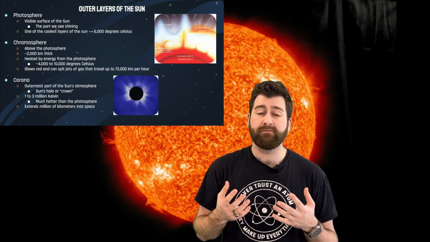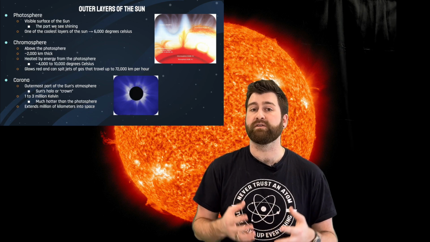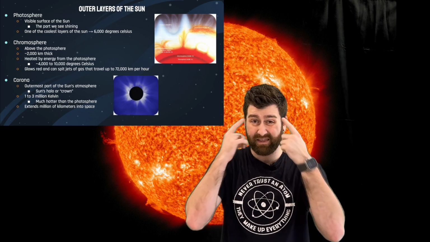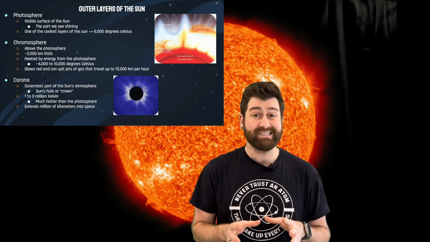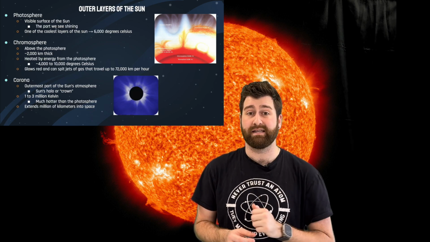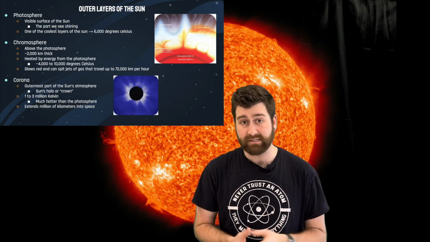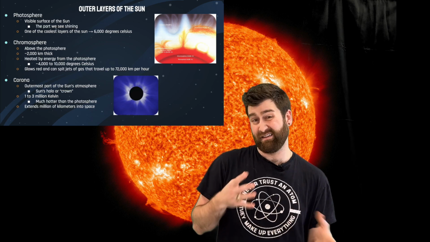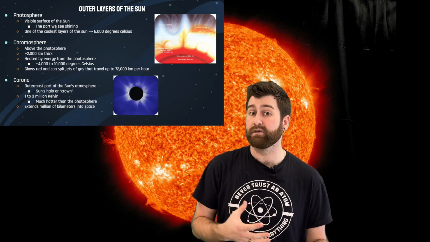So first up, we have the photosphere, which is the visible surface of the sun, aka the part that we see. Surprisingly, it's actually one of the coolest layers. It's only 6,000 degrees Celsius, which is a lot for here, but a lot less compared to the core.